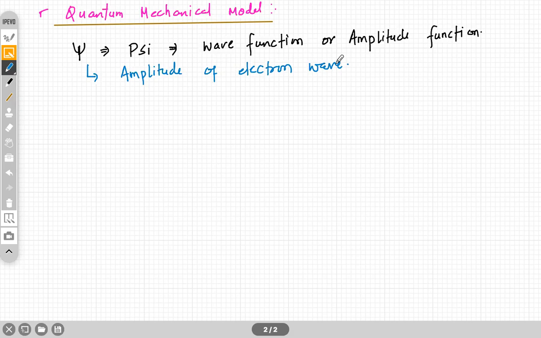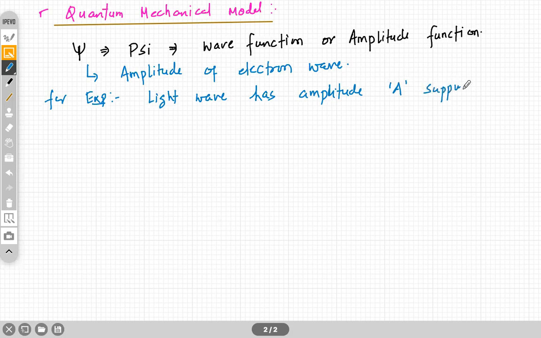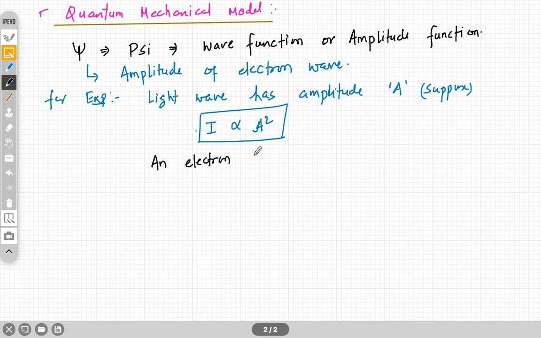Electron wave. Okay. So for example, suppose a light wave has amplitude A. Then the intensity of the light wave I is directly proportional to A square, the square of the amplitude. Similarly, if you have an electron wave with amplitude psi, the intensity of the electron wave is also directly proportional to psi square.